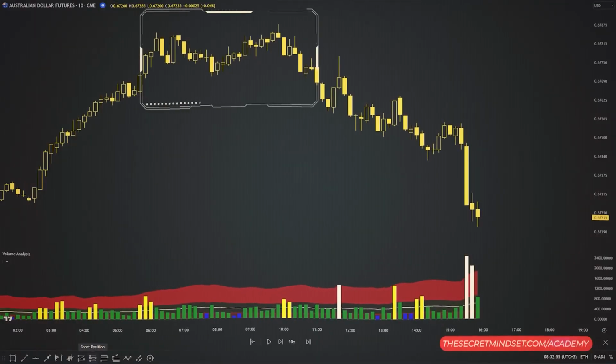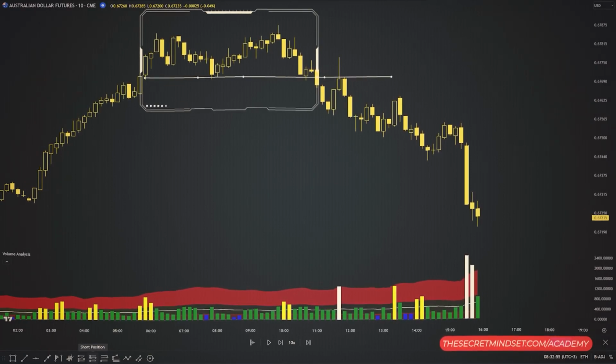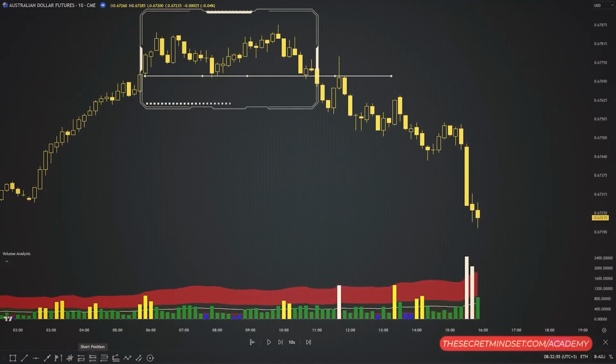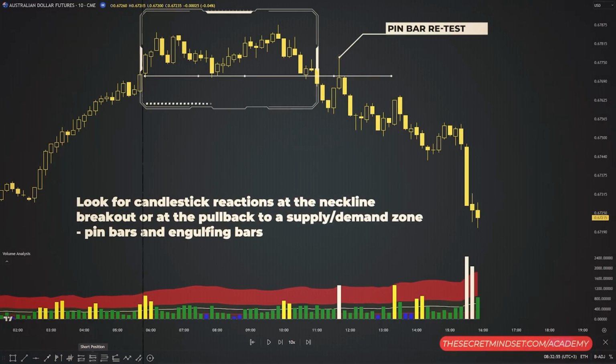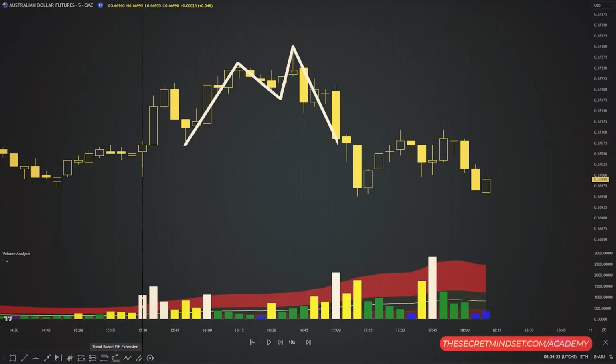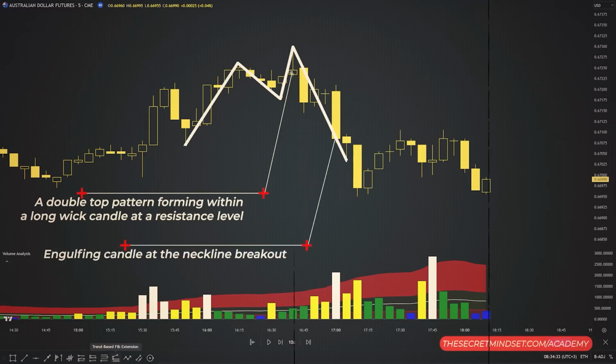Consider candlestick patterns at these key levels. Combining candlestick patterns with double top or double bottom patterns can provide additional confirmation. Look for candlestick reactions at the moment of the neckline breakout, or at the pullback to a supply or demand zone, pin bars and engulfing bars in particular. For example, a double top pattern forming with a long weak candle at a resistance level can confirm a trend change from an uptrend to a downtrend, or an engulfing candle after the price tests the neckline after the breakout is another good sign.